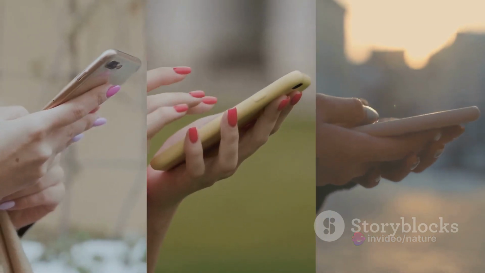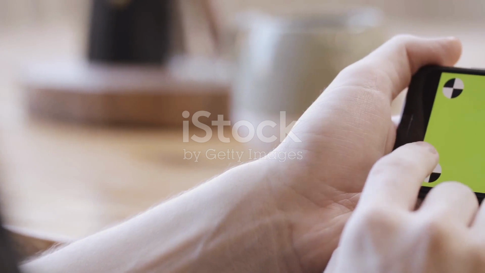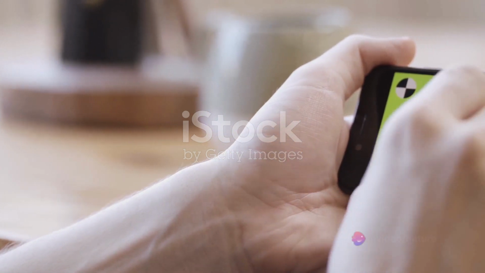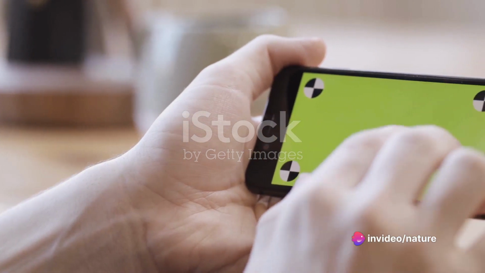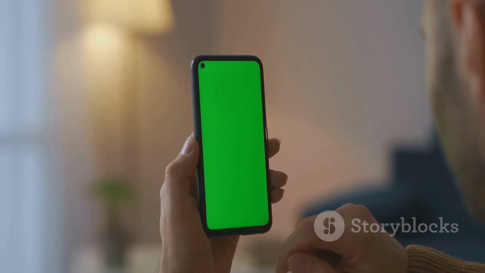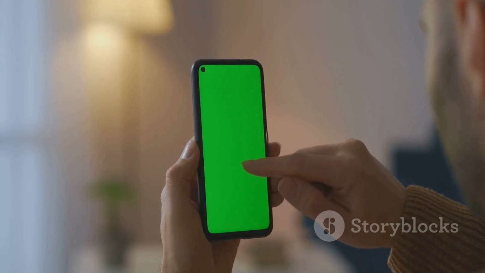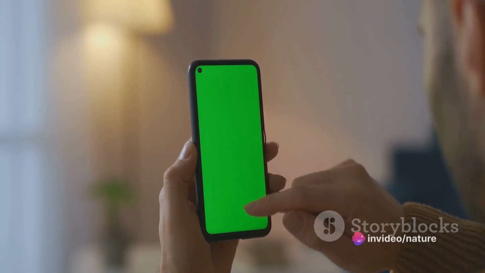Next, let's talk about customization. If you're someone who enjoys personalizing your devices to your liking, you might find Apple's ecosystem somewhat limiting. Unlike other operating systems, Apple's iOS doesn't offer much room for customization. You're stuck with the layout and settings that Apple provides, which, while elegant and user-friendly, can feel restrictive if you're used to more freedom.